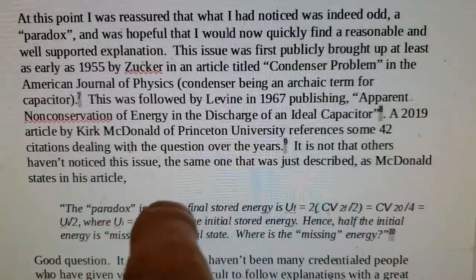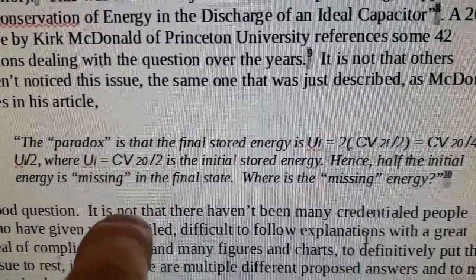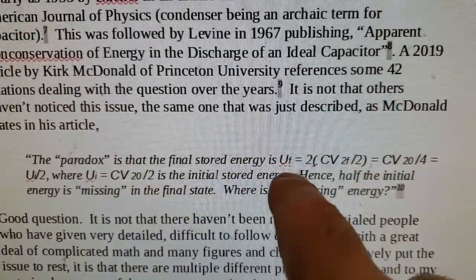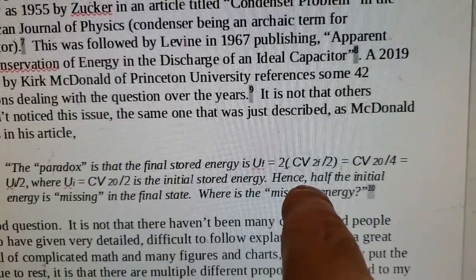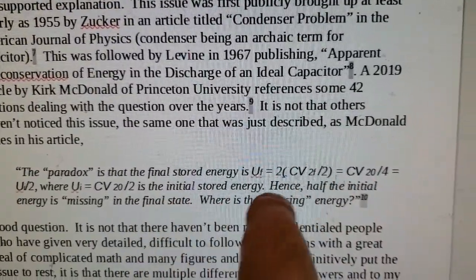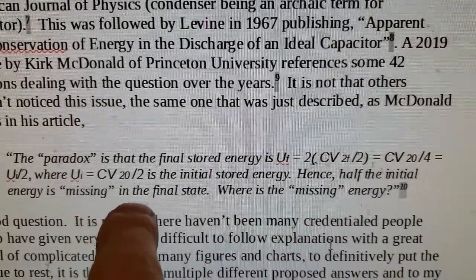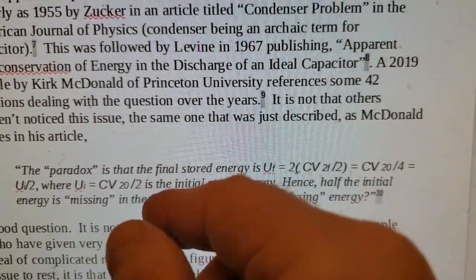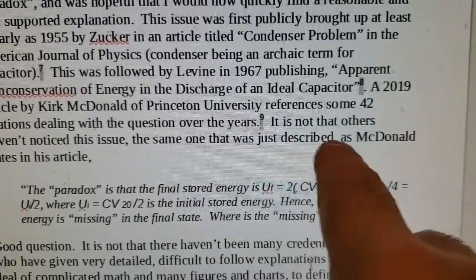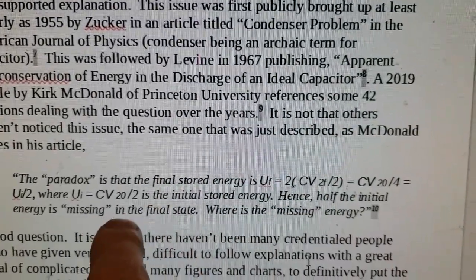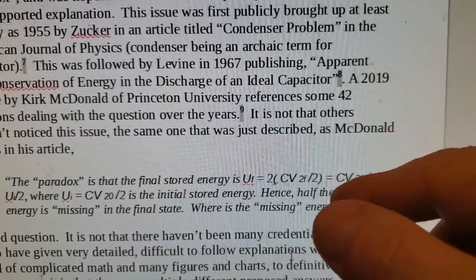And here's what McDonald said in his article, just to be clear. The paradox is that the final stored energy is this. Hence, half the initial energy is missing in the final state. He's talking about two capacitors of equal size, as we demonstrated. Hence, per this guy from Princeton, half the initial energy is missing in the final state. Where is the missing energy?